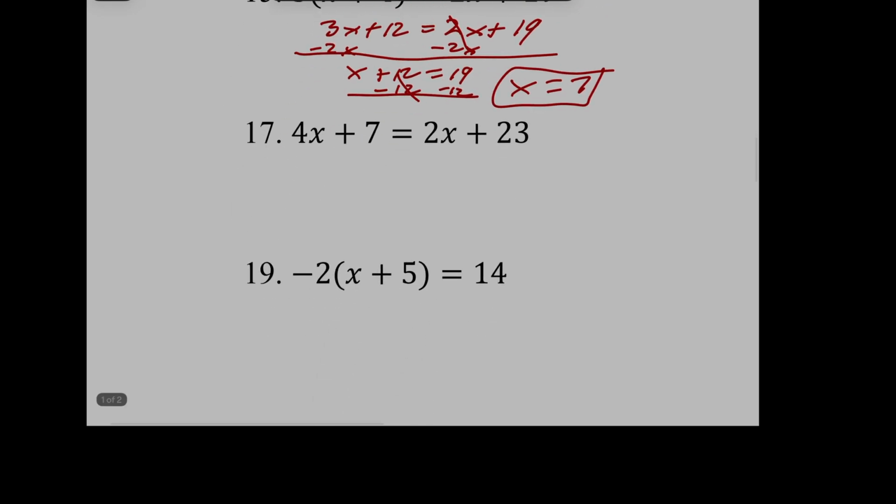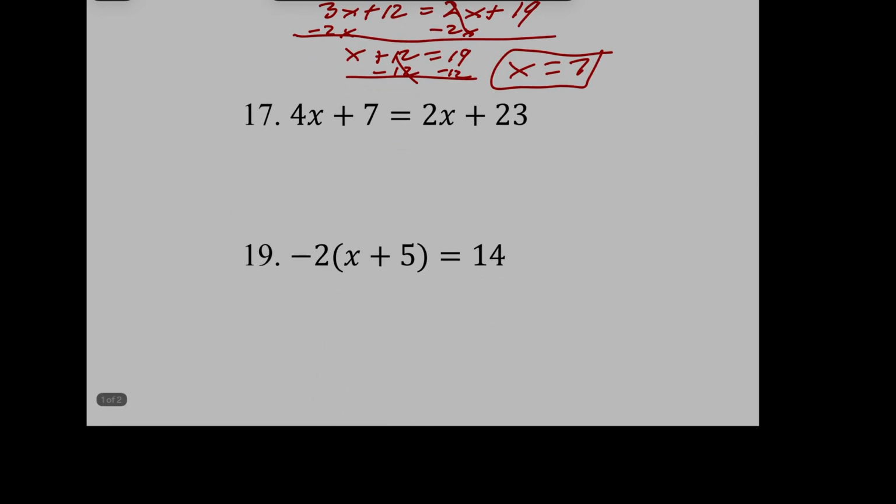Let's go on to number 17. Variables on both sides. I'm going to suggest you move the minus 2x, even though you don't have to, but that's the best thing to do in my opinion. Plus 7 equals 23. Now we're just going to move that 7 out of the way.